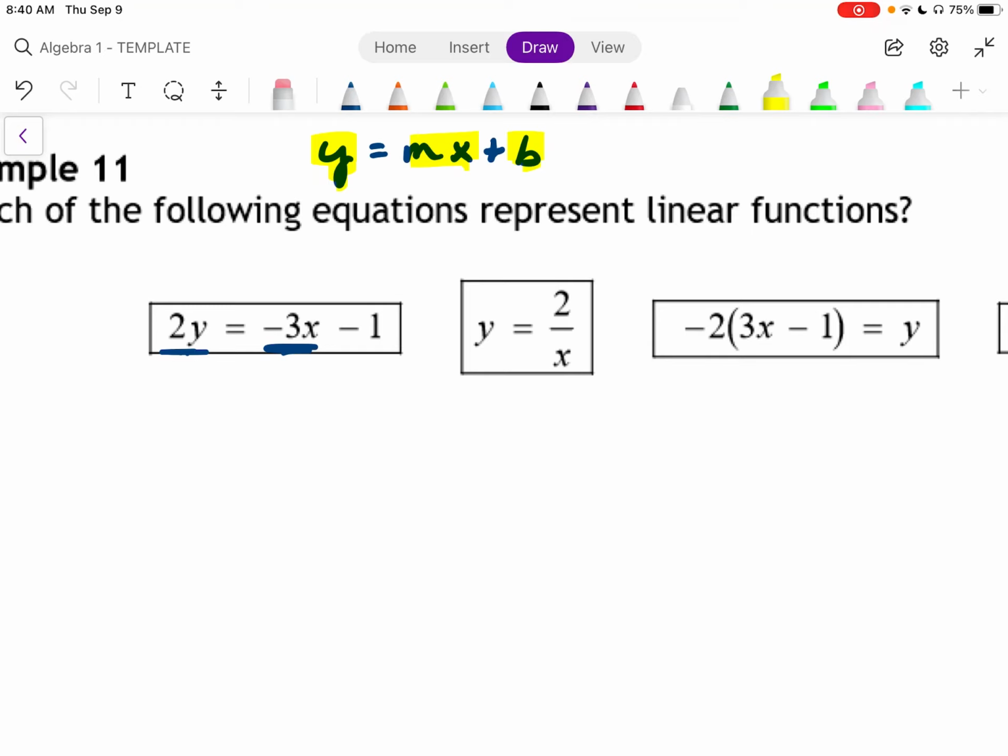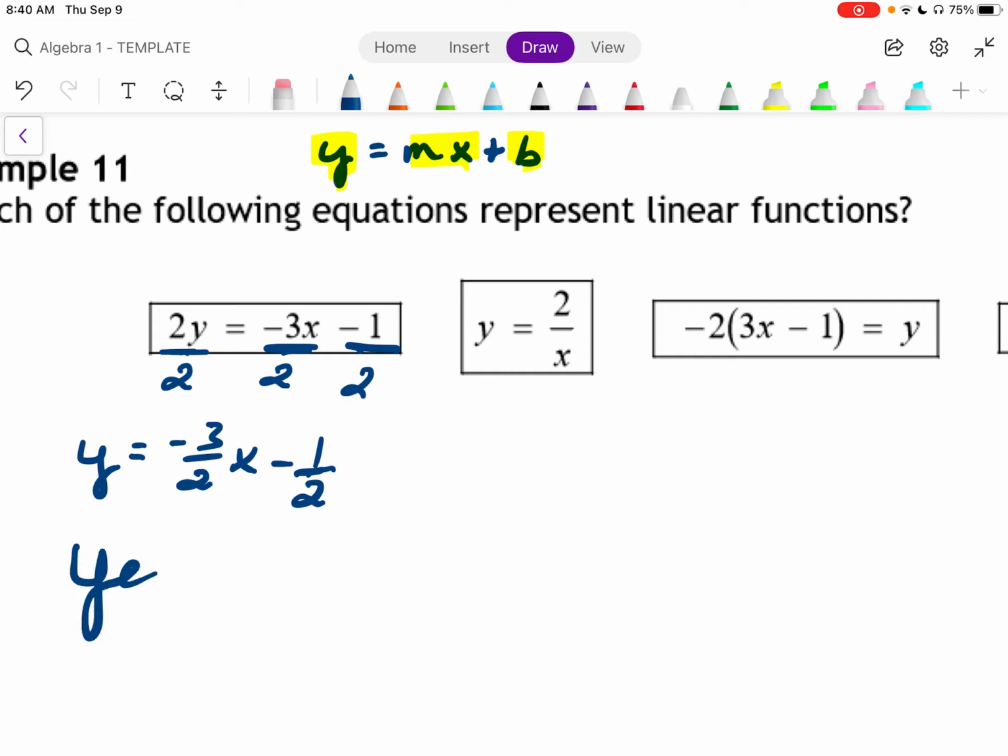So this first one, let's think about this. We have 2y equals negative 3x minus 1. Well, we could divide everything by 2 to get y by itself, and we'd have y equals negative 3/2 x minus 1/2. Well, that falls in that category, so this one's yes.